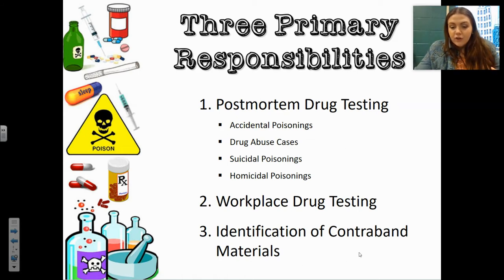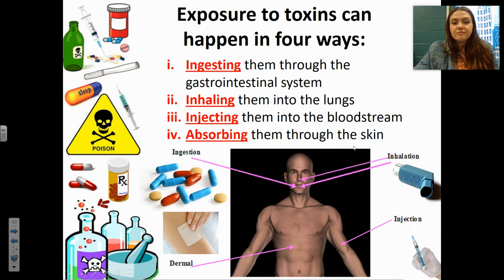And the identification of contraband material. So if you're finding things that are illegal, like a drug bust, well, what drug was it? Just because it looks like cocaine, they're not just going to say yep, it looks like cocaine so it is cocaine. No, they're going to send it off to a lab and have it tested to see what it is.